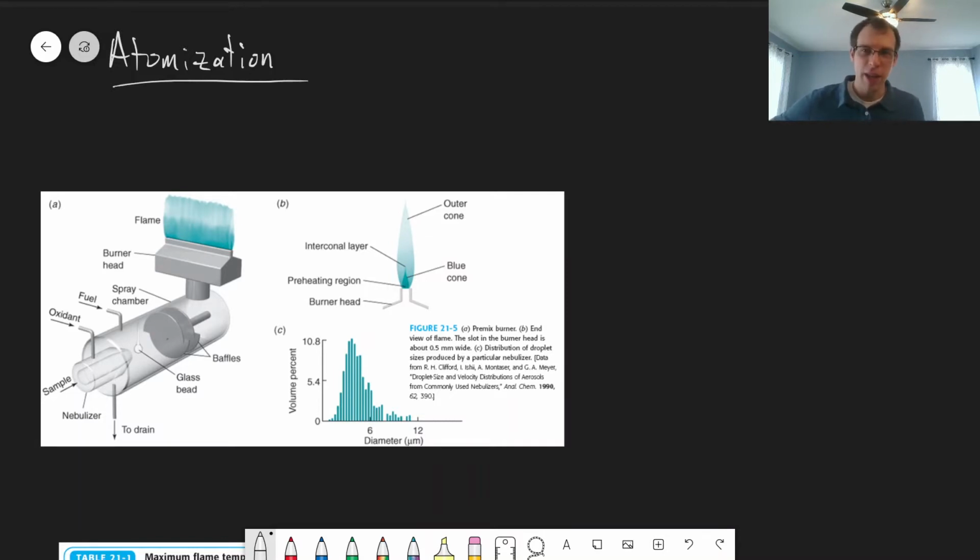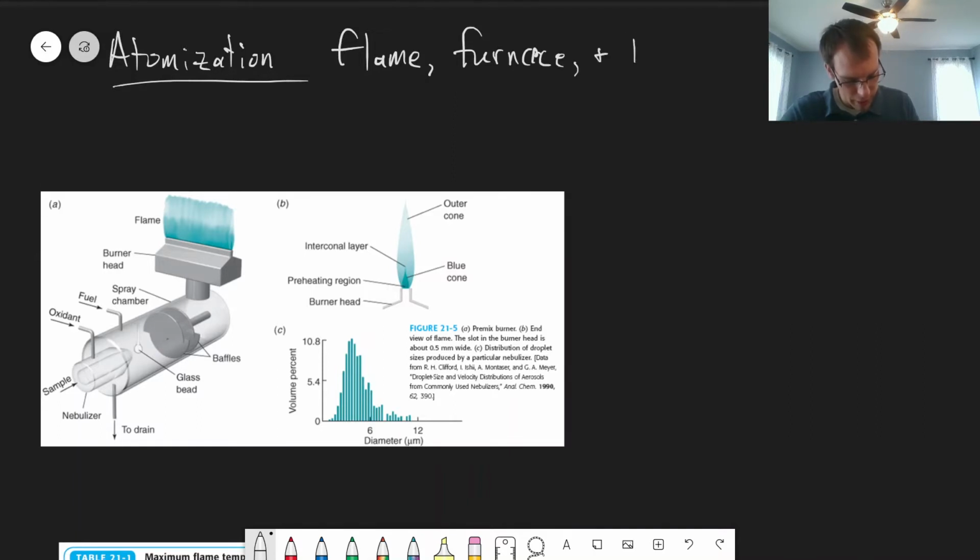There's three main ways that atomization can be done. We'll be looking at flame atomization, furnace, and finally inductively coupled plasma, the fanciest one. And talk about what that means. So starting this video, we're going to be looking at flame atomization.